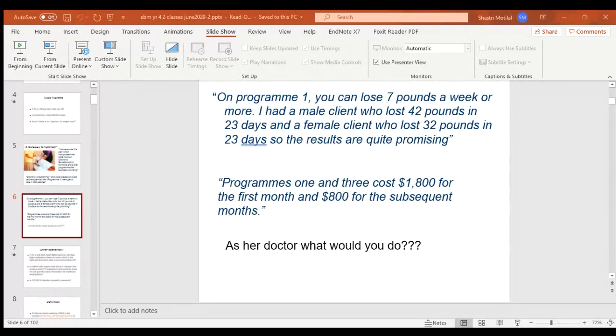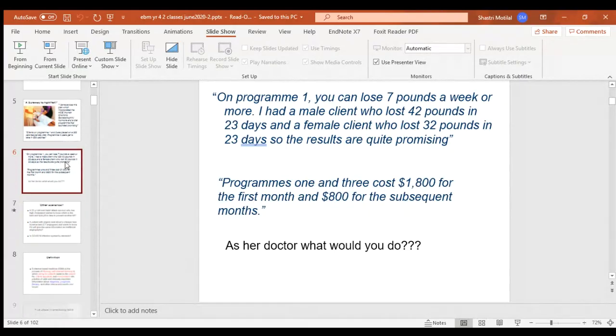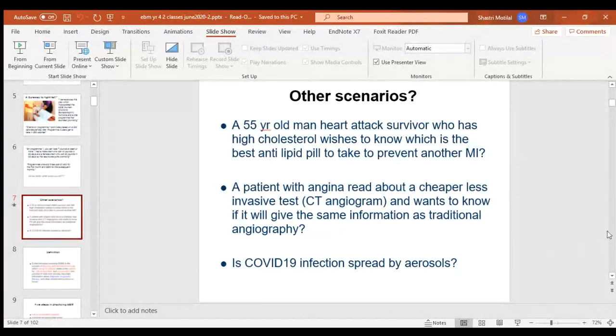So I usually use this just to start off discussion about EBM, because every week in practice, as physicians and practicing doctors, you will all be asked about certain treatments. Does it work? Does it make a difference? And on the other slide, what I actually put was some other scenarios. So a person had a heart attack and they want to know which is the best cholesterol medicine to use. Should you take Lipitor or Crestor or similar? Which one is the best one to use?